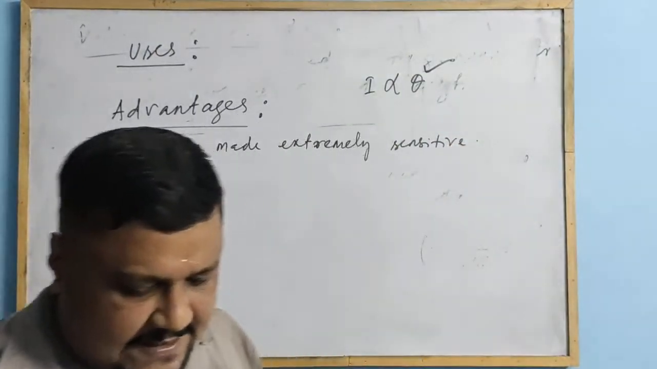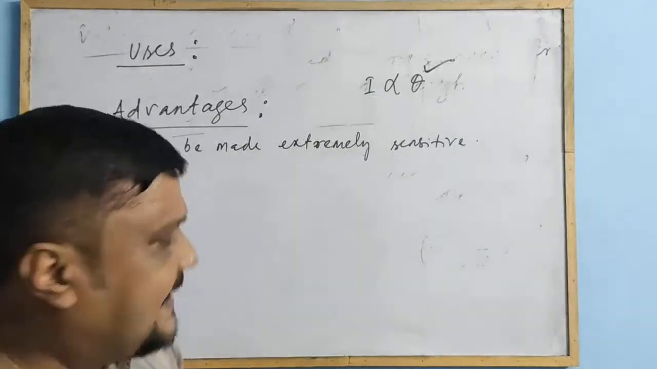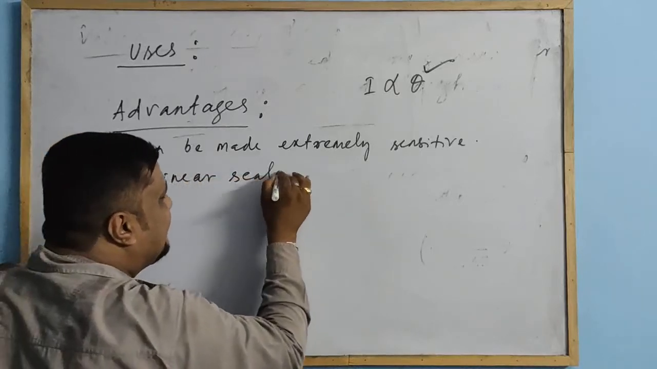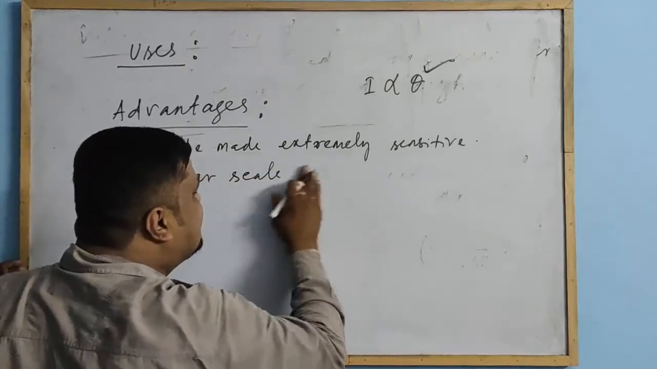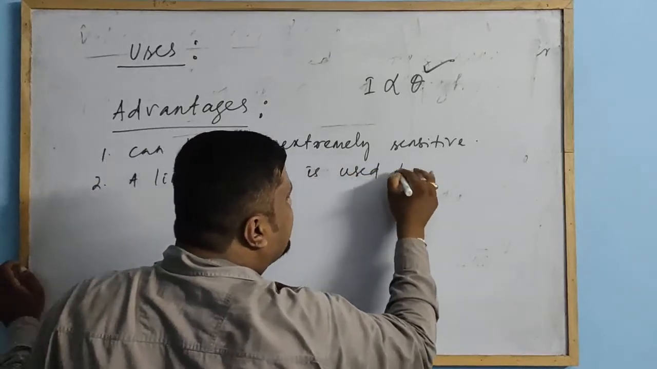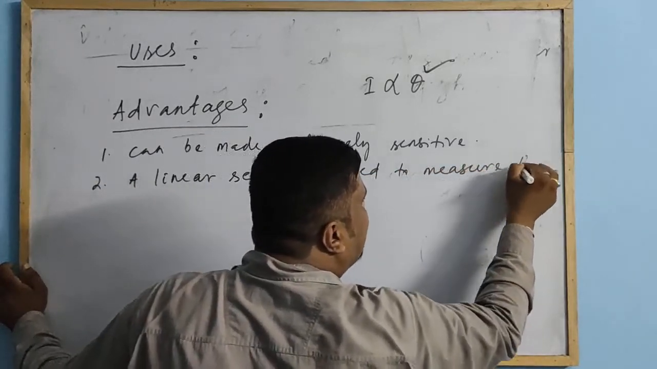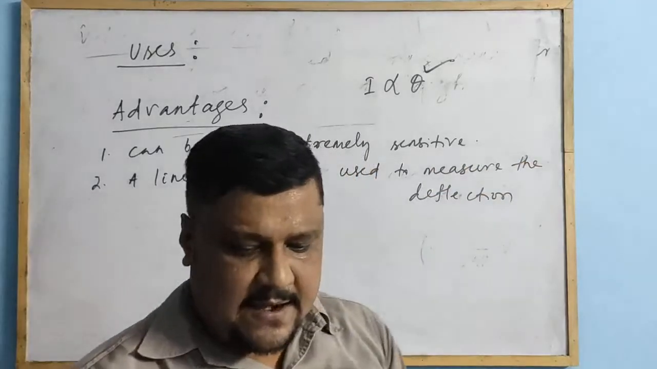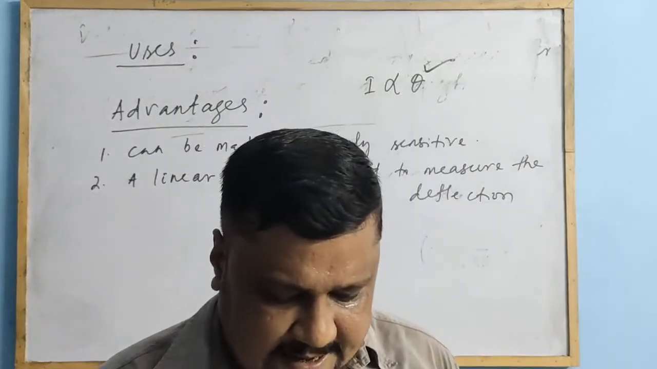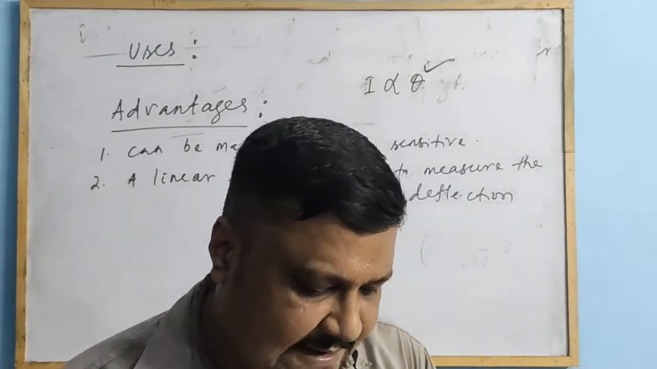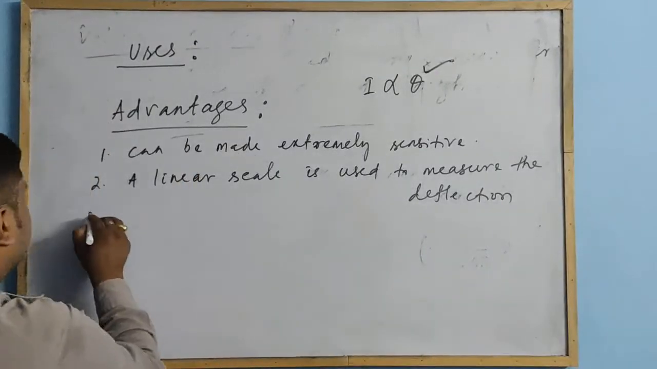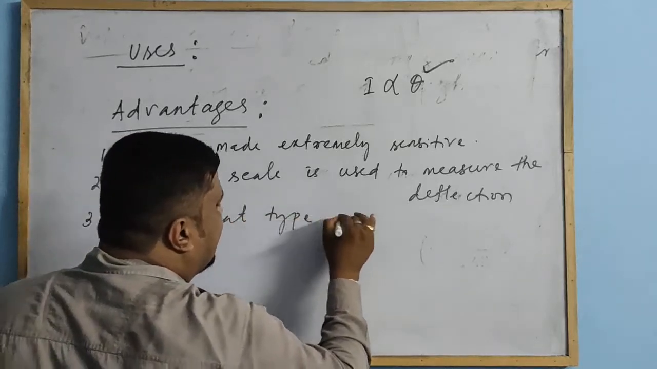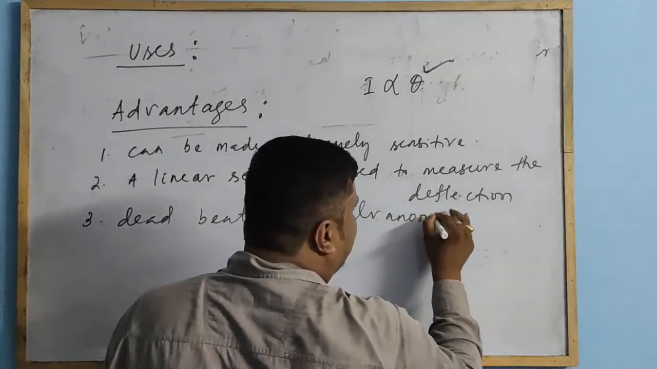So we can say that the deflection of the moving coil galvanometer can be measured using a linear scale. A linear scale can be used to measure the deflection. Clear? Then it is a deadbeat type galvanometer. It is a deadbeat type galvanometer.